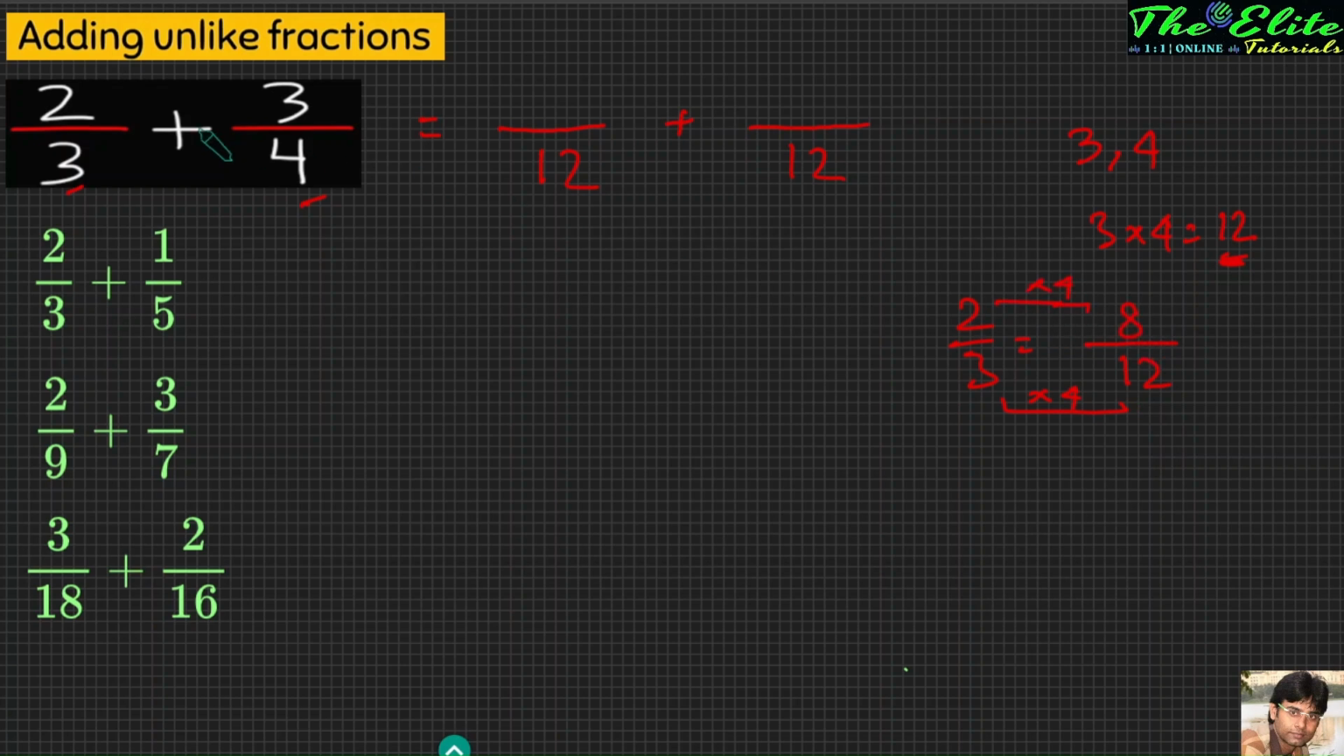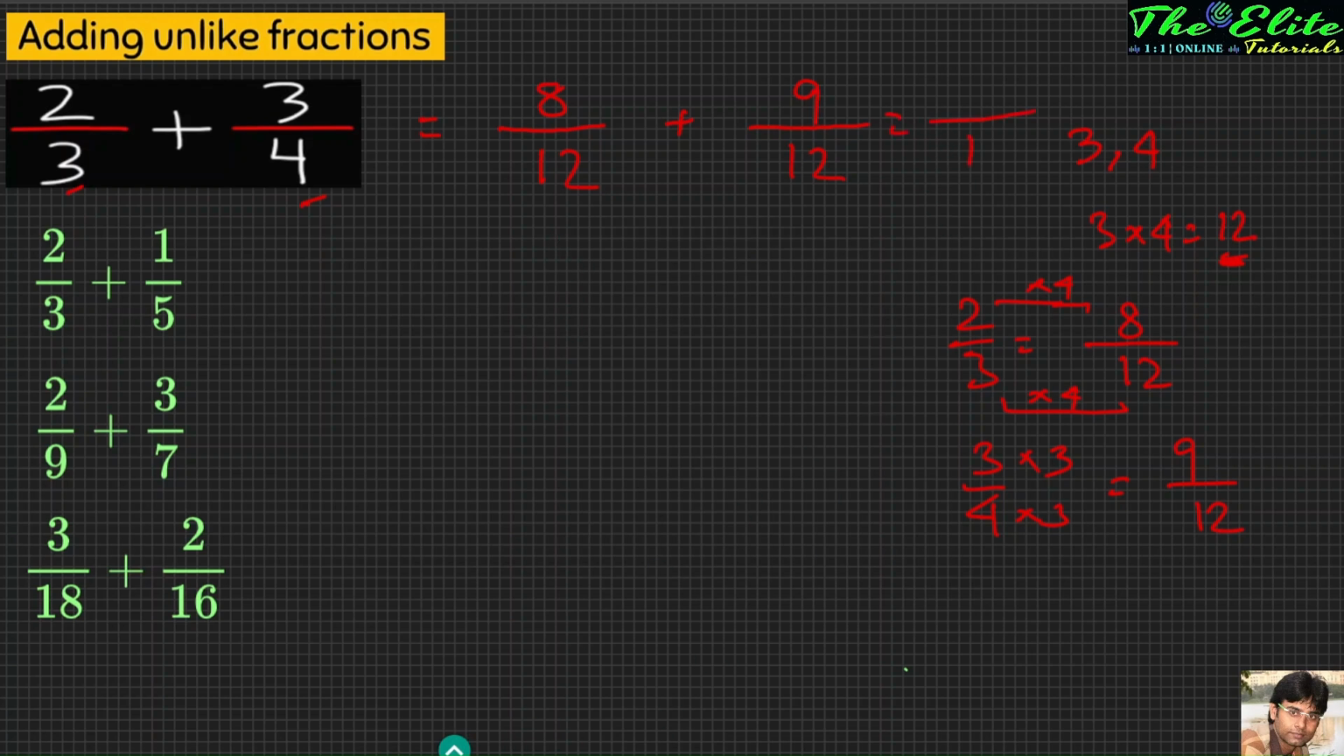That will be 8. It means 2 by 3 can be written as 8 by 12 as an equivalent fraction. For 3 by 4, you multiplied 4 by 3 to make it 12, isn't it? So you will multiply the numerator 3 by 3 again to get it here. So it will be 9 by 12. Now it is easy for you.